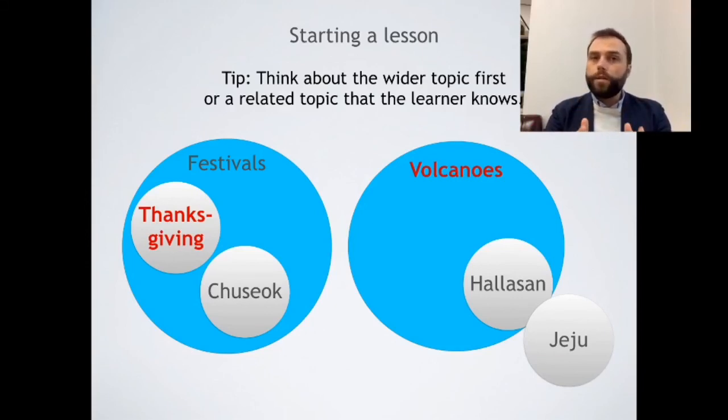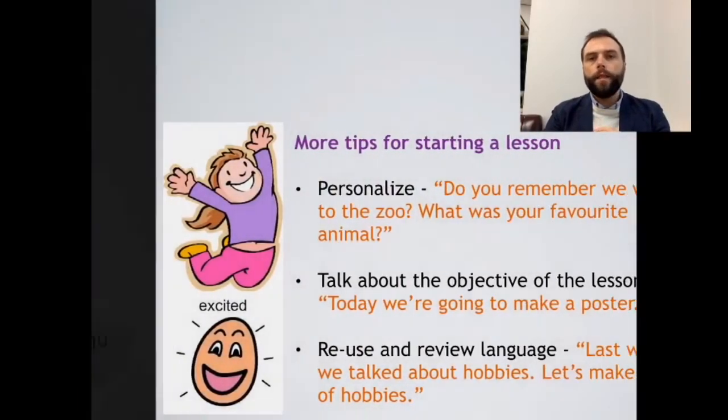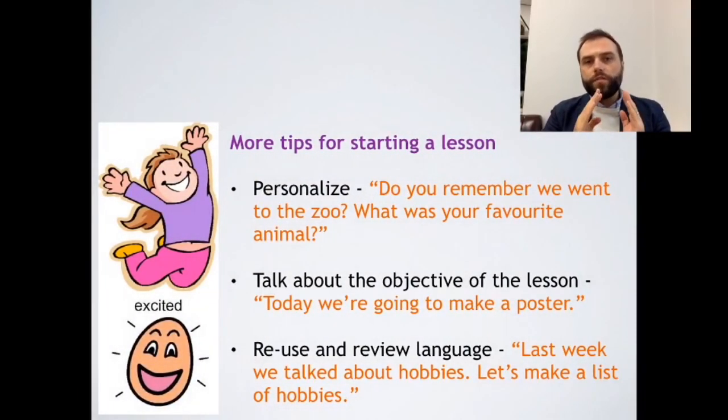Okay, so I hope that's given you a bit of an idea about contextualizing. It's a really, really useful way of thinking about lessons. Okay, my final tips in this video about starting a lesson. This next tip is personalize. Okay, so think about your topic, relate it to the learner. So, for example, do you remember we went to the zoo? What was your favorite animal? Okay, and that's relating a topic, a kind of animal topic to the learner. The learner went to the zoo, their favorite animal.